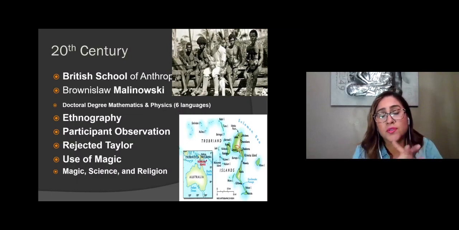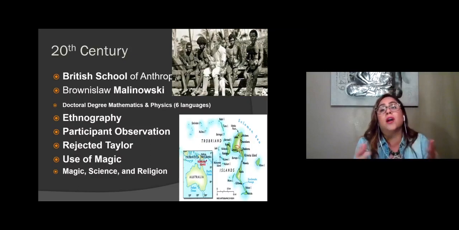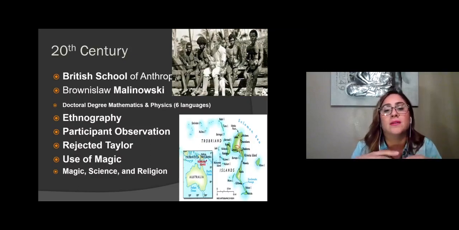Well, Malinowski also came from a wealthy family, and he had his doctorate in mathematics, in physics, and he spoke about 6 languages. So he was an overachiever, we could say. And because this field was very new, and it was the talk within elite groups, elite societies, he suggested that we could start a school of anthropology in Britain. So he set out to conduct field work.